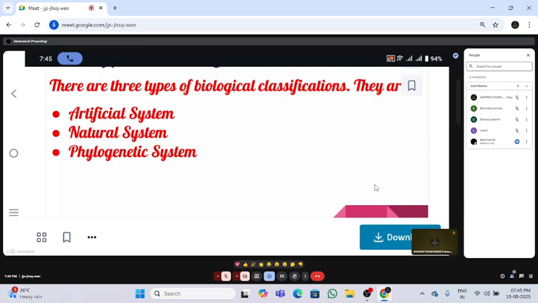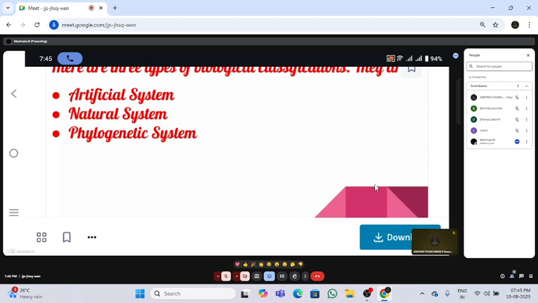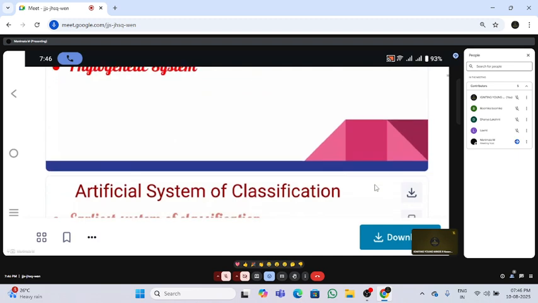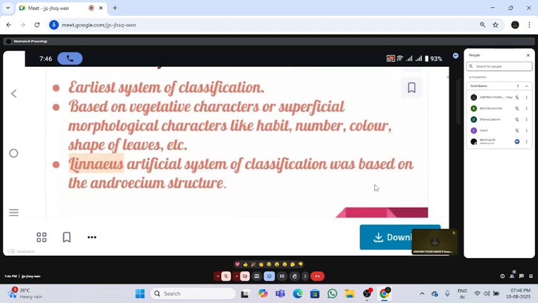The third one is the phylogenetic system. At present, the phylogenetic classification is based on phylogeny, meaning the evolutionary relationship between the various organisms. So this also is acceptable. This system was accepted by everyone.